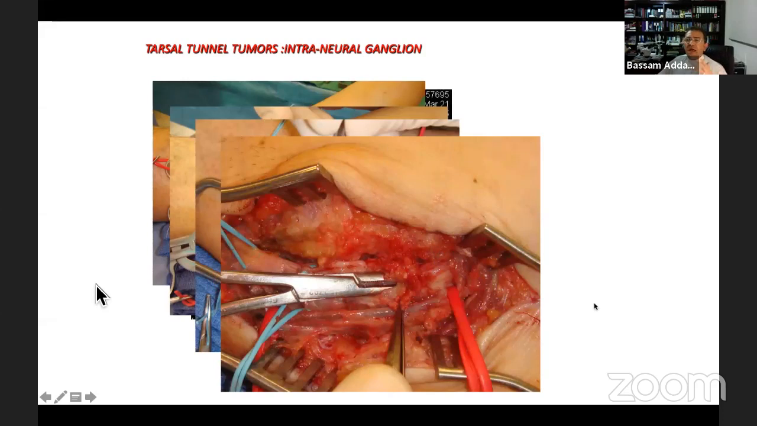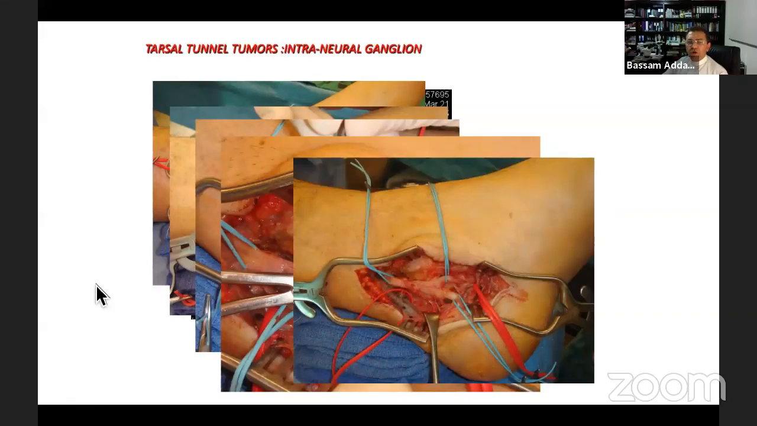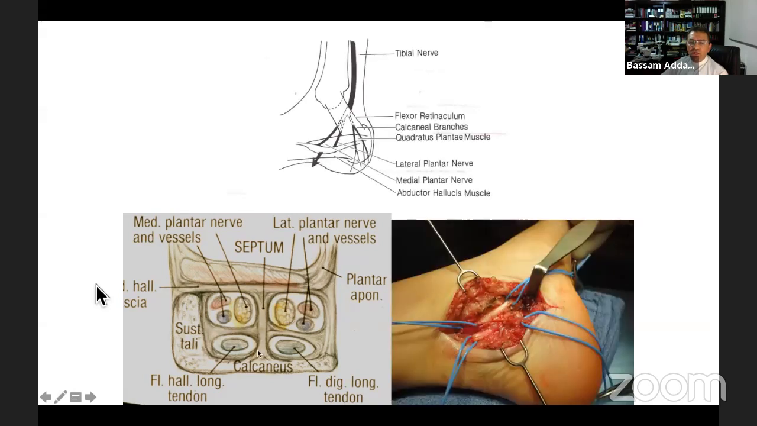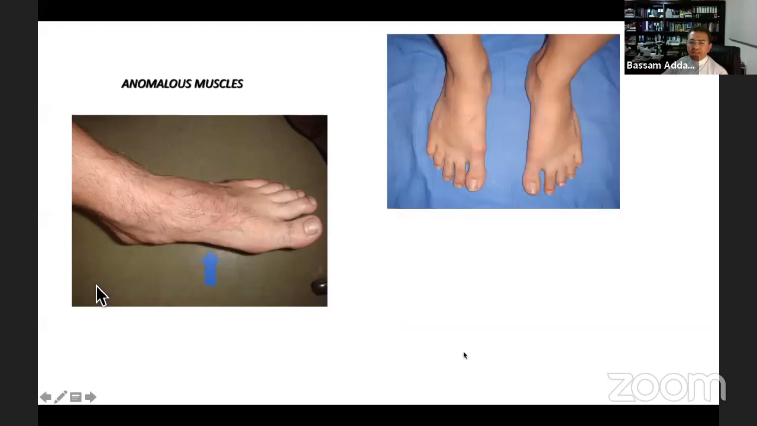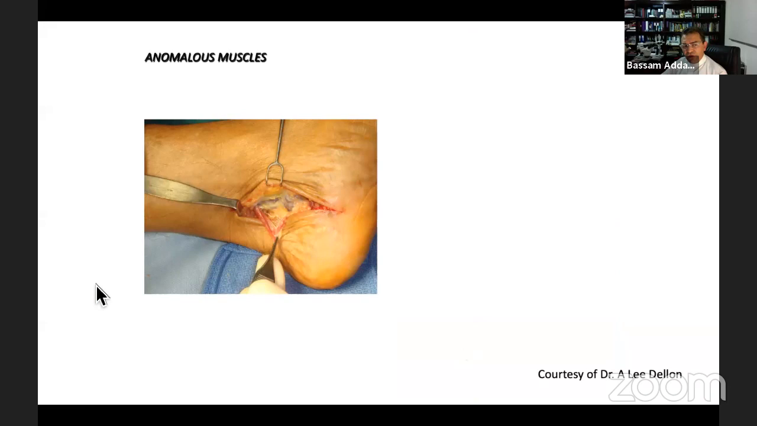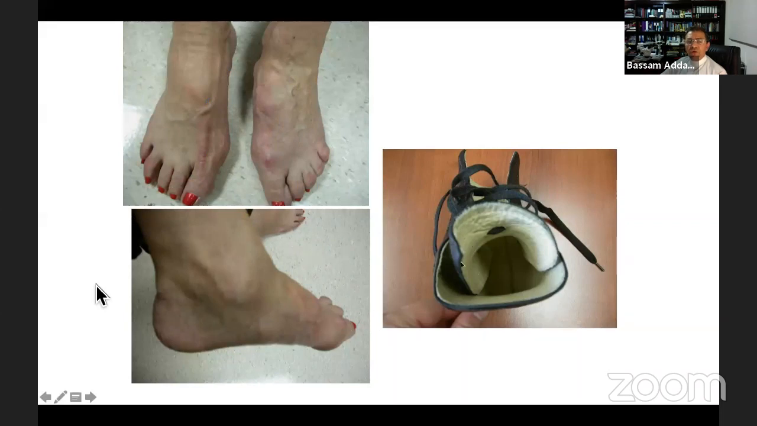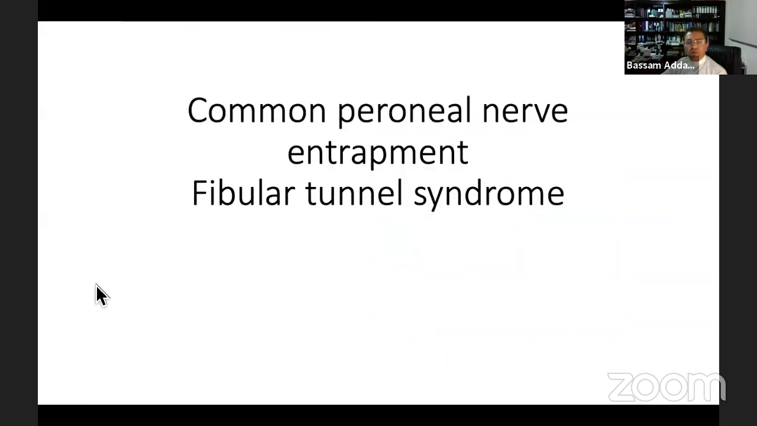So unless you have a good history of previous ankle trauma or a previous ankle surgery, be careful before making the diagnosis of tarsal tunnel. And again, dividing the flexor retinaculum alone will not solve the problem. You have to release also the branches, and we also remove the septum between the 2 compartments. Very unusually, you will have accessory muscles, and only the foot surgeons are aware of these. These are not my slides, they are courtesy of Dr. Lee Dillon. Now, conservative treatment can work if you give your patients a good orthosis.